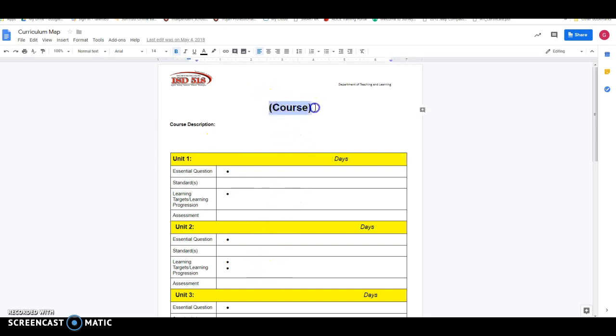So for right here, you would just put whatever course that you're teaching. If you're teaching a biology class, you would just put biology up here. Under the course description, you're really looking to write a one paragraph brief description of what the students are going to be learning in this class. And if you have a class where you're focusing on some skills, you can list some of the skills that the students will obtain by completing this course as well.